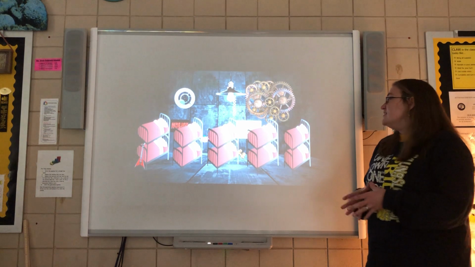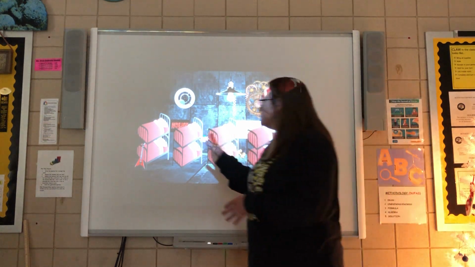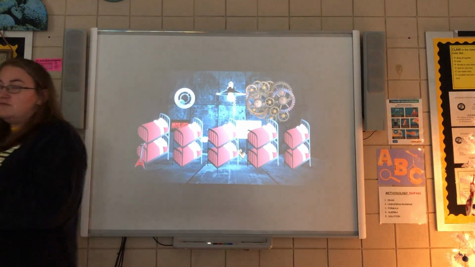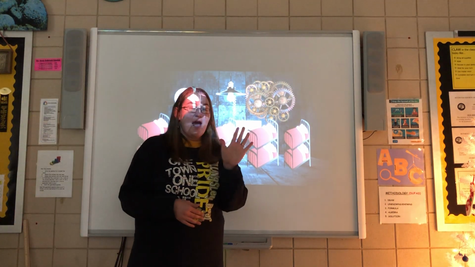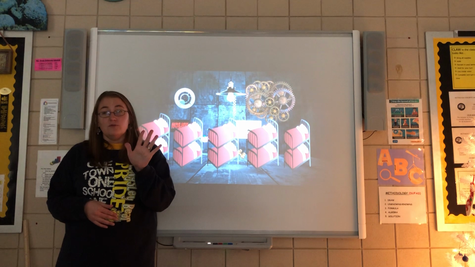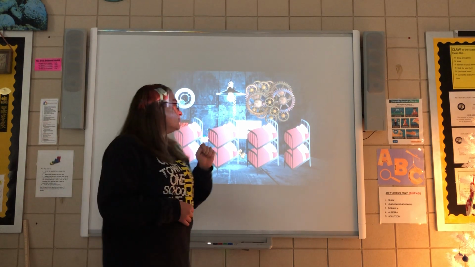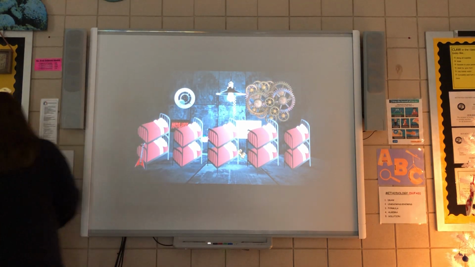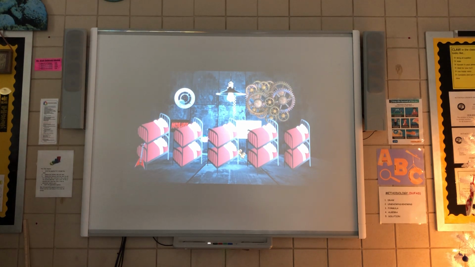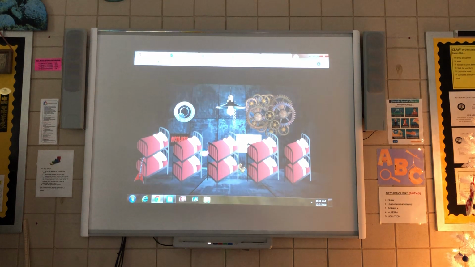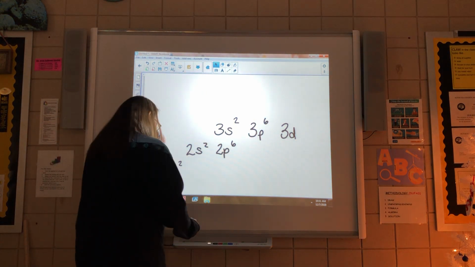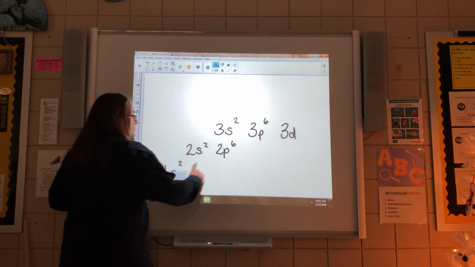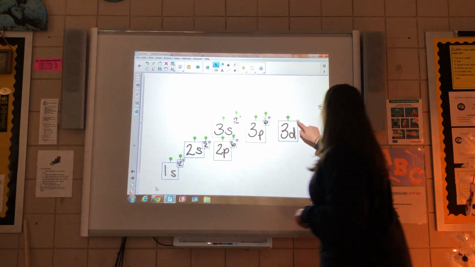Okay. Now, how many bunk beds do you see in the dungeon room? 5 bunk beds in the dungeon room. So how many people will the dungeon room hold? 10. It can hold 10 people. All right, so let's diagram out this dungeon room. All right, so we've got 3D. Let's adjust here just a little bit.